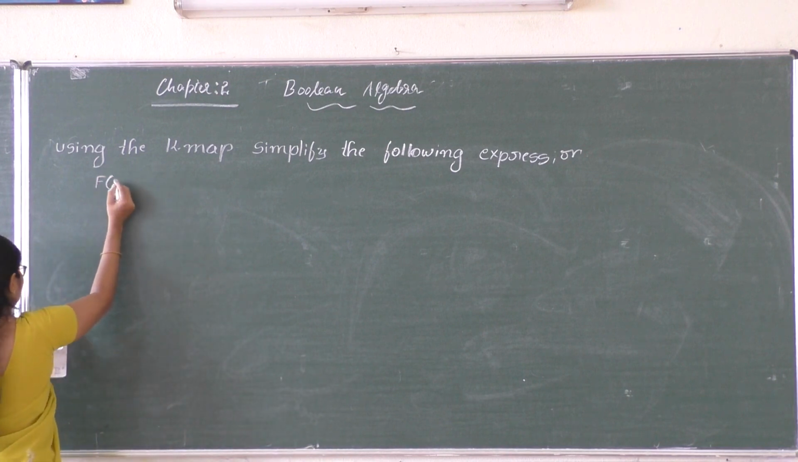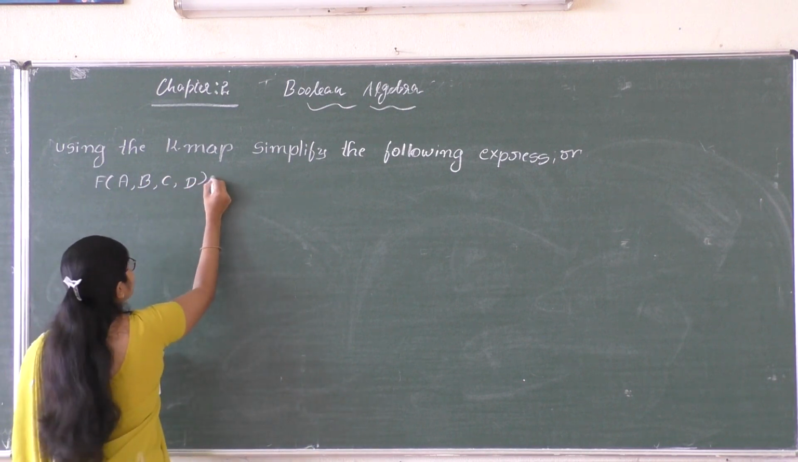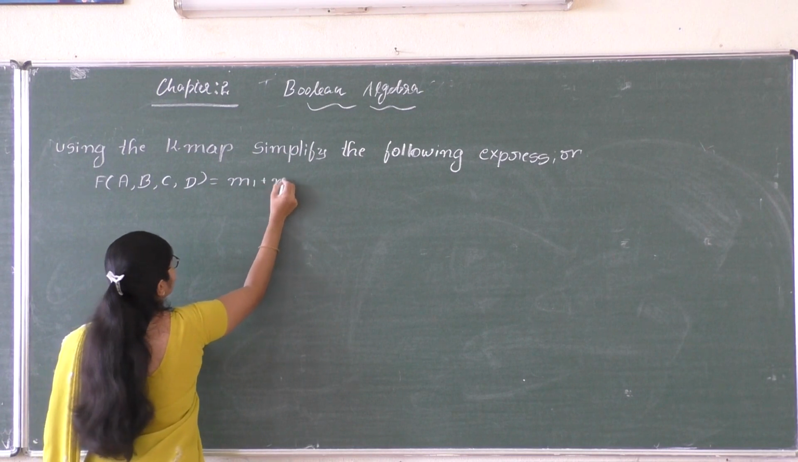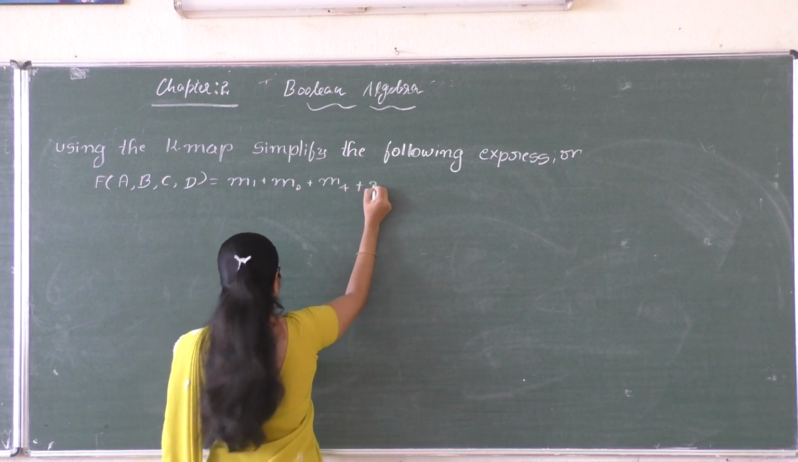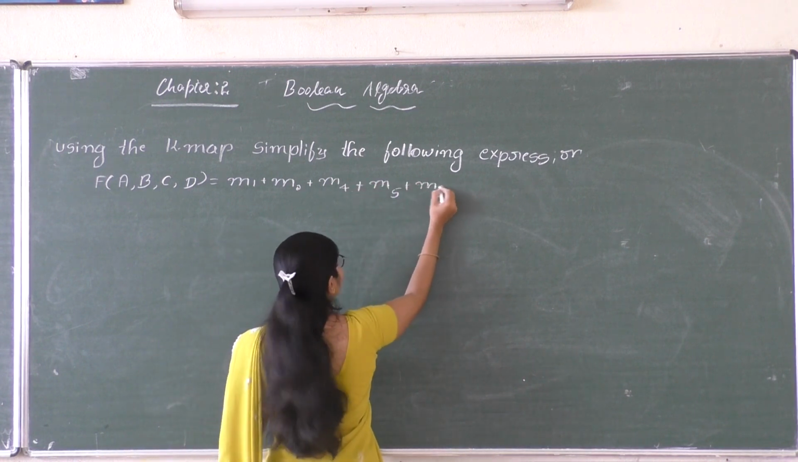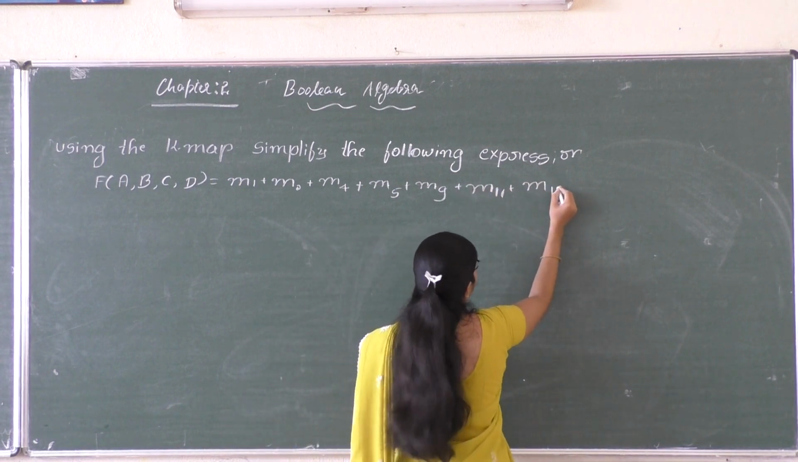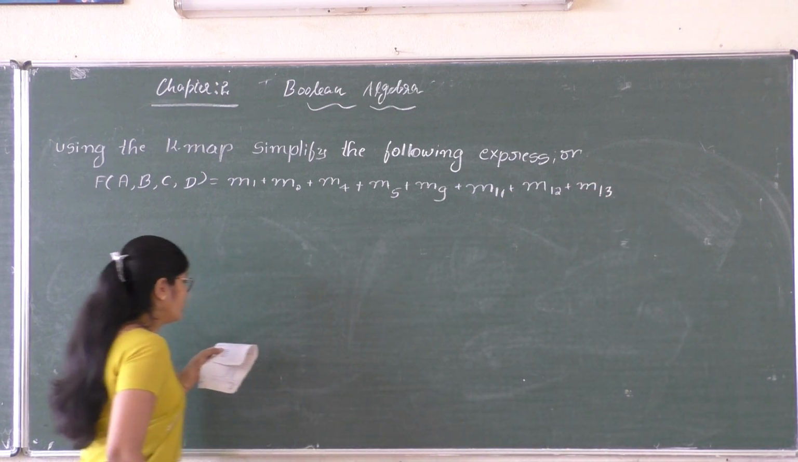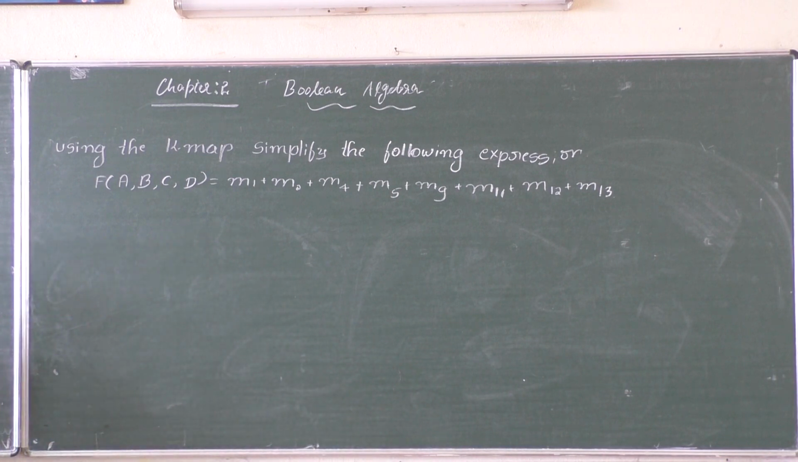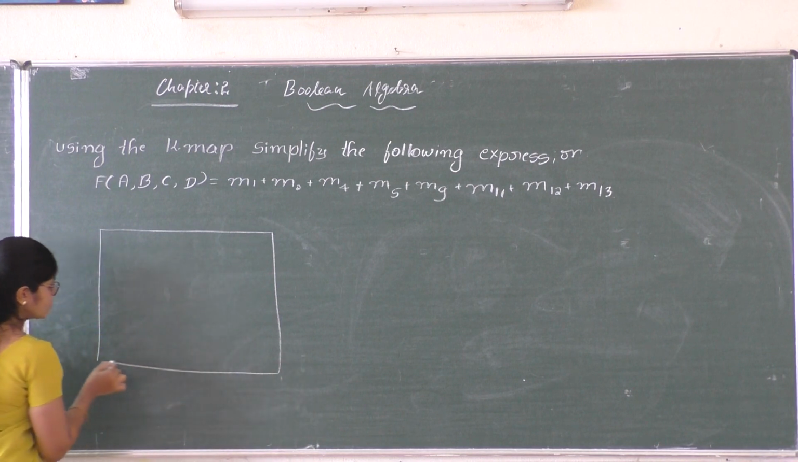The expression is f of A, B, C, D equals m1 plus m2 plus m4 plus m5 plus m9 plus m11 plus m12 plus m13. That is m1, 2, 4, 5, 9, 11, 12, 13. Four variables are there, so there would be 16 squares in the K-map.